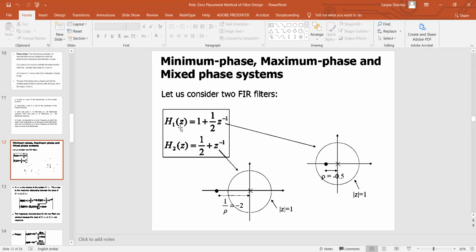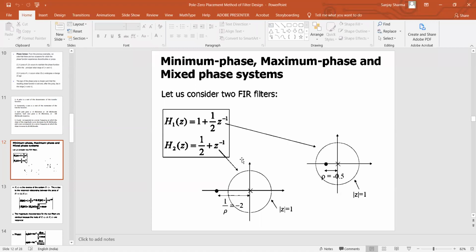All right. Let us consider two FIR filters. One is H1(z), which has the transfer function 1 plus 1/2 z to the power minus 1. The other function is 1/2 plus z to the power minus 1. So two different transfer functions. Both will have one pole and one zero, right? This is the pole-zero diagram of the first transfer function, and this is that of the second. In this diagram, you see the pole lies at the origin.